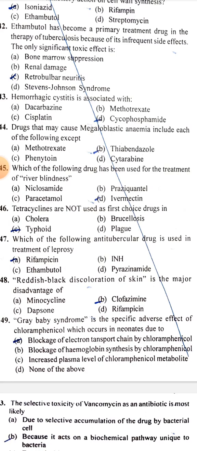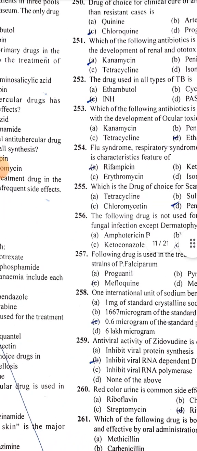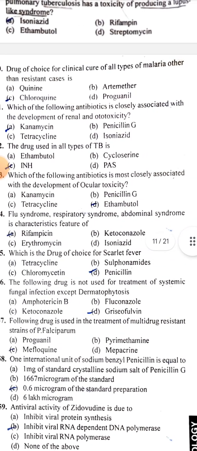Gray baby syndrome is the specific adverse effect of chloramphenicol, which occurs in neonates due to blockage of the electron transport chain by chloramphenicol. The drug of choice for clinical cure for all types of malaria other than resistance cases is chloroquine. Which of the following antibiotics is closely associated with the development of renal toxicity and ototoxicity? Kanamycin. The drug used in all types of TB is isoniazid.